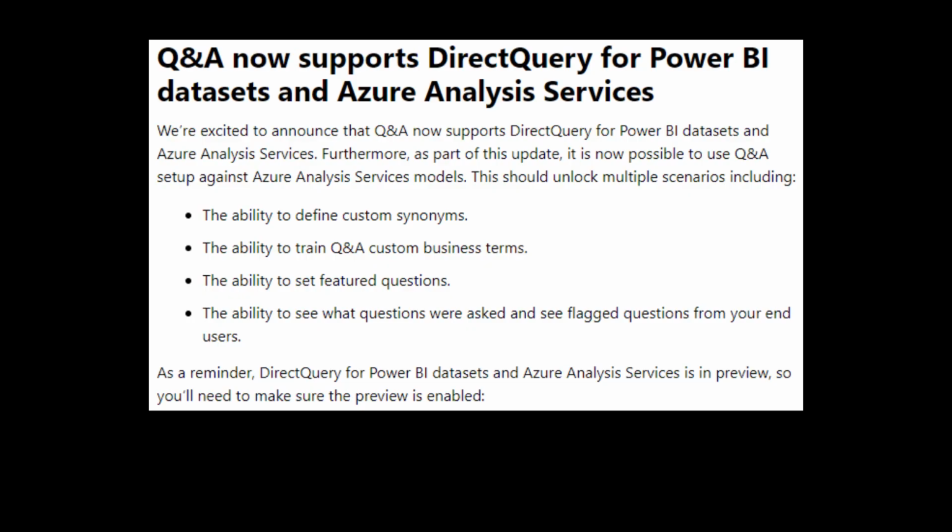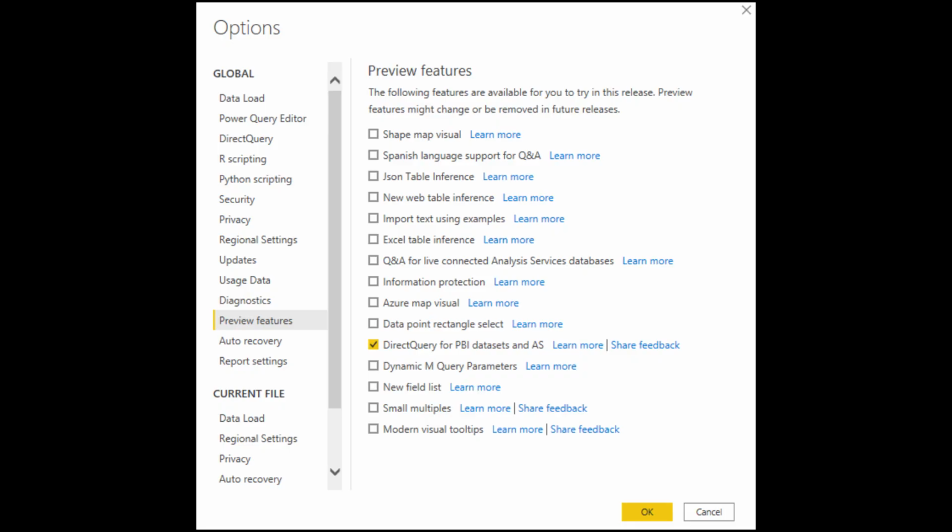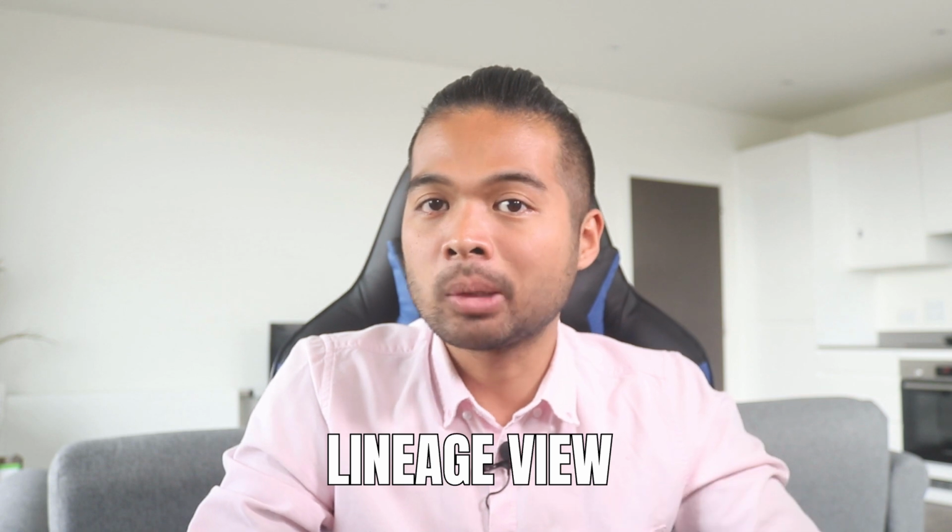So with this new feature available for you in direct query, you can do things like defining your custom synonyms, training your Q&A custom business terms, and setting up featured questions, things like that. And if you want to take advantage of this direct query from your Power BI datasets to the Azure Analysis Services, it's a preview feature, so you need to make sure you enable it in the preview settings in your report.